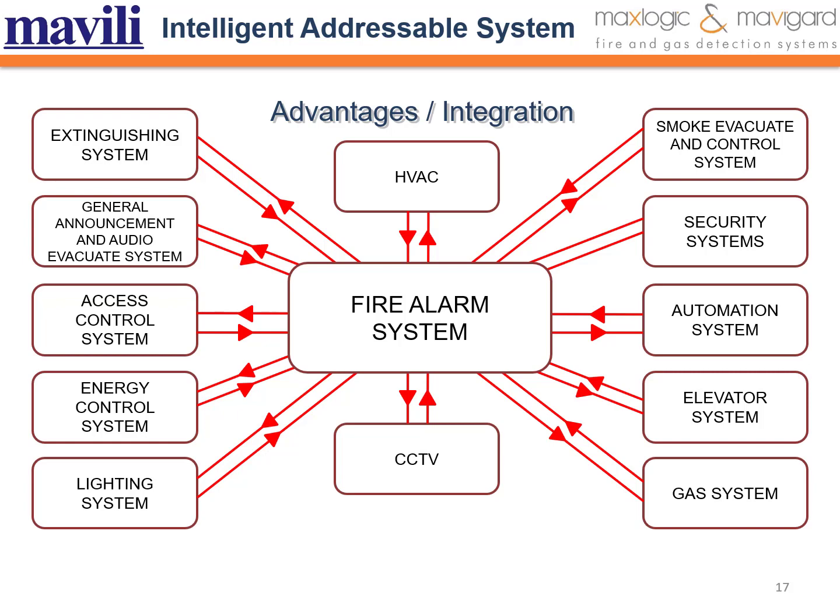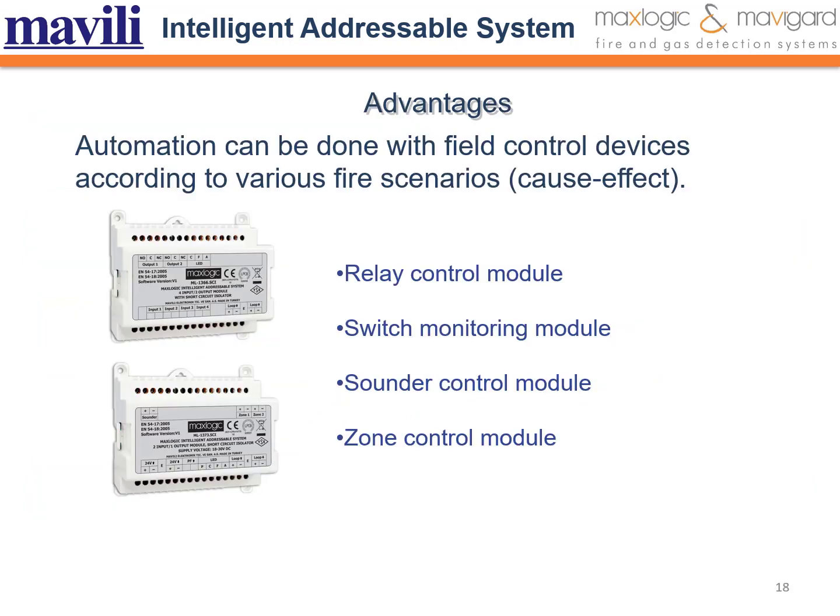Let's continue with the advantages. From monitoring the flow switches of the sprinkler system in addressable systems, many monitoring and triggers can be performed, from lowering the elevators to the ground floor during fire to control of smoke dampers. Although the number of scenarios varies according to the brand and model, MaxLogic and Mavili branded systems have a capacity of 1,000 fire scenarios.